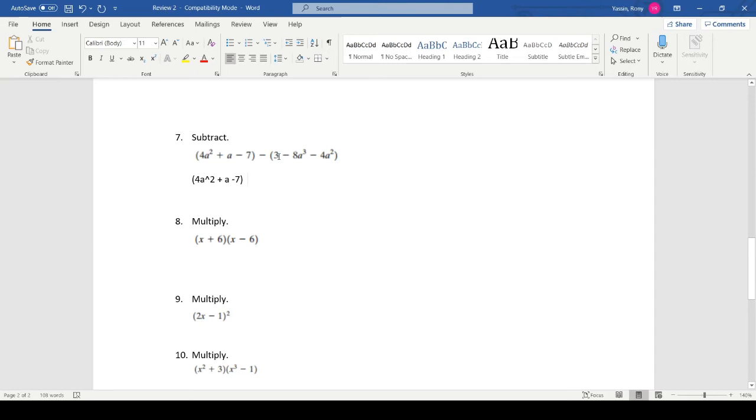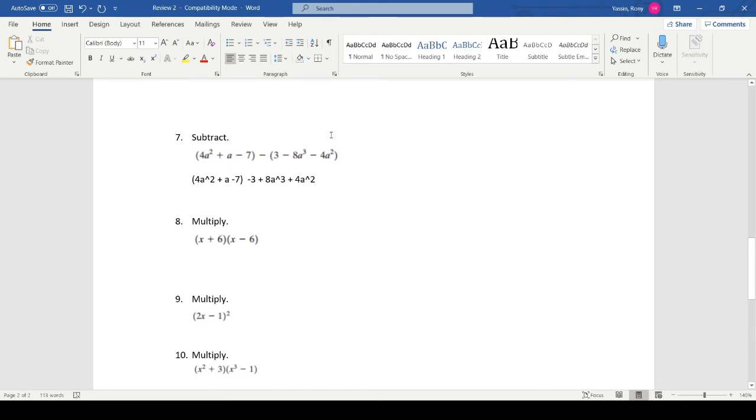So we're going to put it on the 3, we're going to put it on the 8a to the third, and we're going to put it on the 4a squared. Okay? So we're going to change the positive 3 to a negative 3. We're going to change the minus 8a third to a plus 8a third. And we're going to change the minus 4a squared to a plus 4a squared. So we're just flipping the signs of everything within the parentheses because of this minus sign.